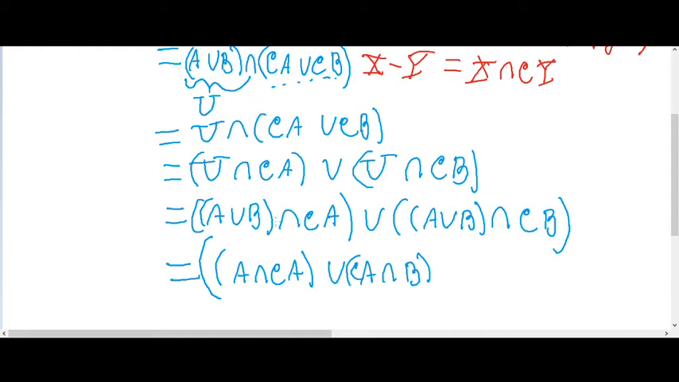So this gives us A intersect the complement of A, union the complement of A intersect B, and then that's union with, distributing the complement of B here, A intersect the complement of B, union B intersect the complement of B.